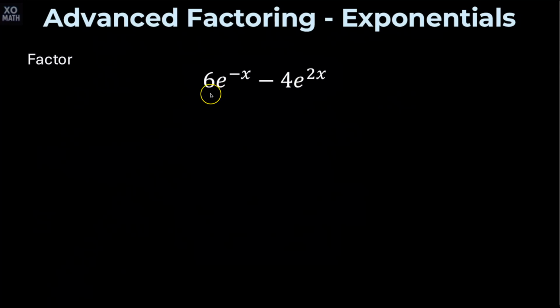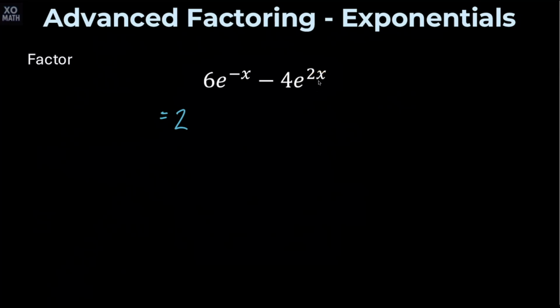So we're going to factor out a positive 2. Now, we could technically factor out a negative 2, but it's traditional to leave the first term positive. So we're going to go ahead and stick with factoring out just a 2. And now let's look at the exponential pieces, e to the negative x and e to the 2x.